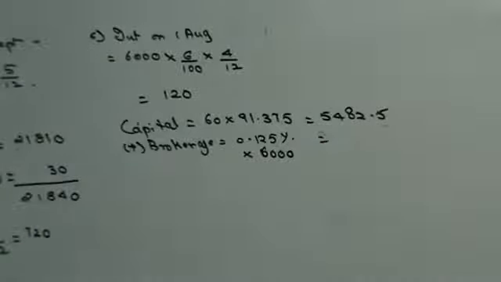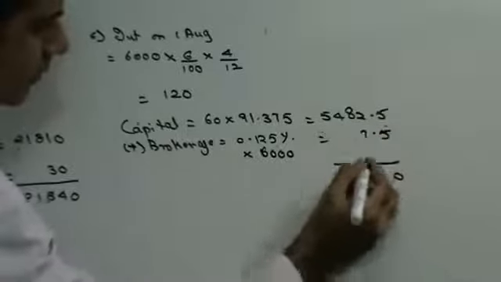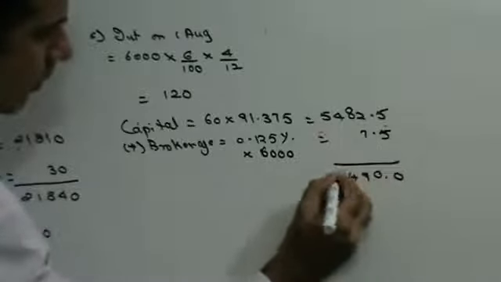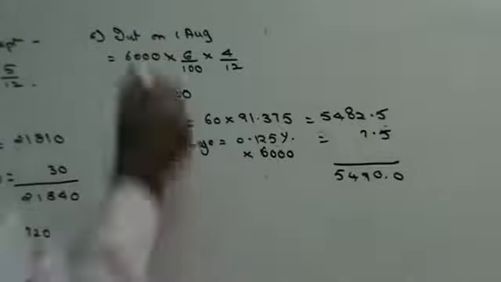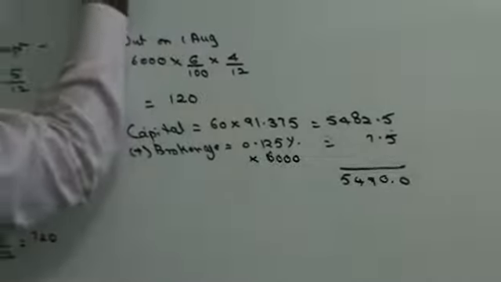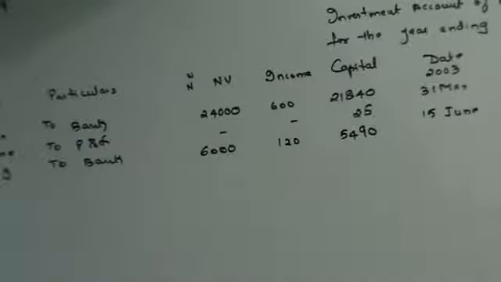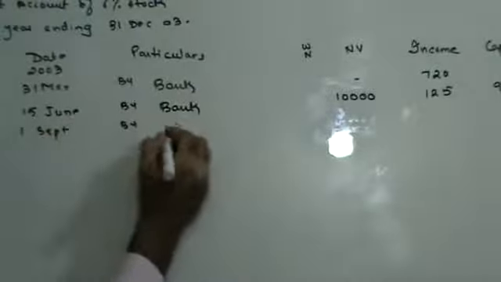0.125%. 7.5. Right? Add please. 7, 8, 9, 10, carry over, 9. 5490. So this is going to be 5490. So your interest is 120 and this is 5490. Right? Next, you sold. You sold on 1st September by bank.